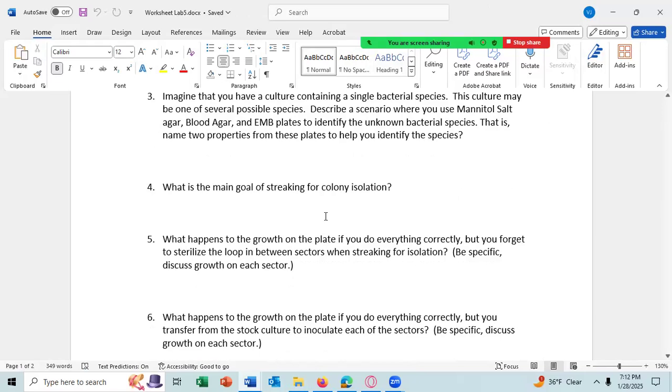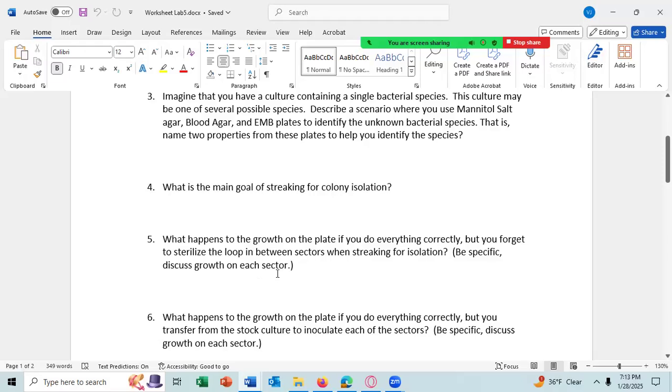Number 5, what happens to the growth on the plate if you do everything correctly, but you forget to sterilize the loop in between sectors when streaking for isolation? In your answer, be specific, and you need to discuss the growth on each sector of the plate.